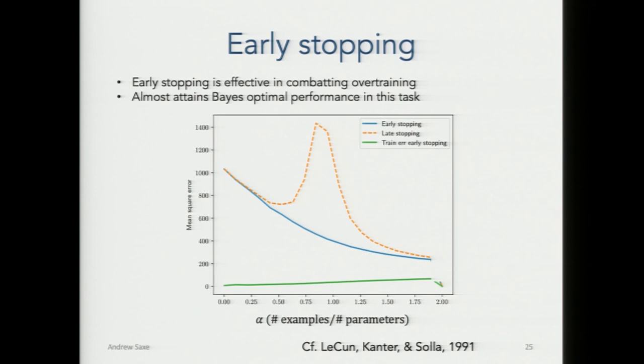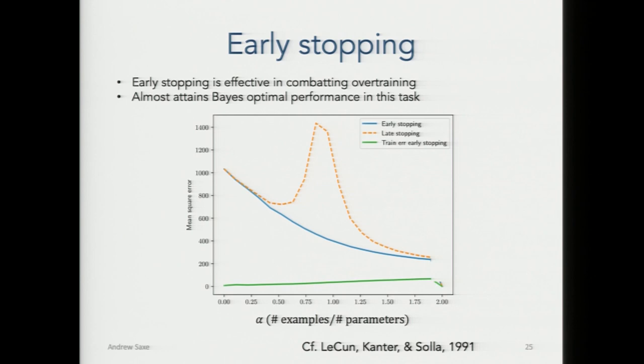A second thing we can look at is early stopping. You don't have to train forever. You could always choose to stop early. And of course, in practice, you can't train forever. So this is more realistic in many ways. So you could ask, how well would you do if you stopped at the right amount of time?